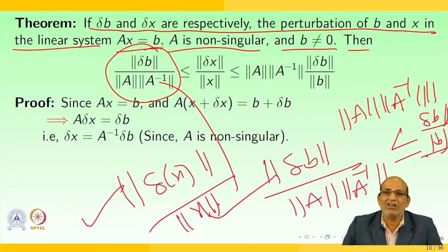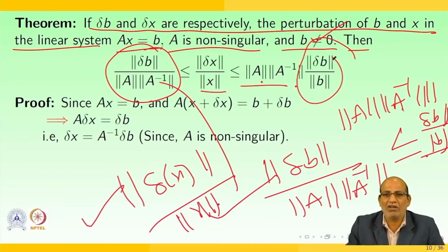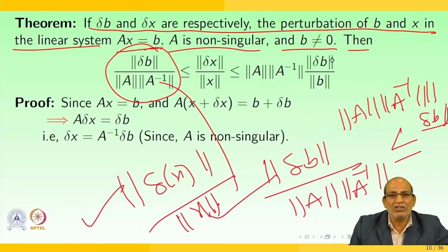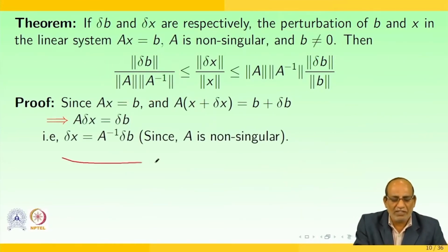If delta B and delta x are respectively the perturbation of B and x in a linear system Ax equals B, A is non-singular and B is not equal to 0, then norm of delta B upon norm of B times norm of A inverse... will be less than or equal to norm of delta x upon norm of x, which is less than or equal to norm of A times norm of A inverse multiplied with norm of delta B upon norm of B. Okay, so now let us look into how we are able to find the solution to the system. So the proof is very simple.